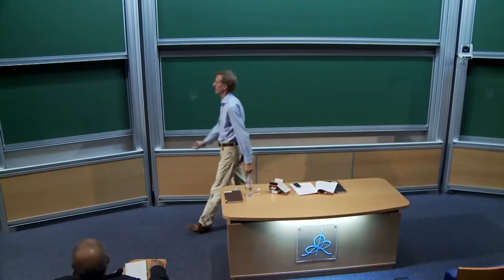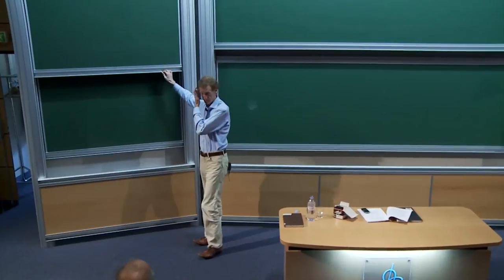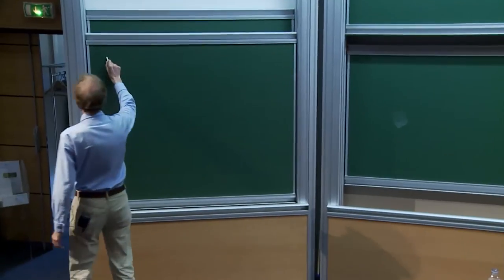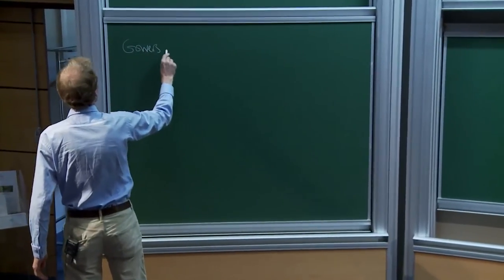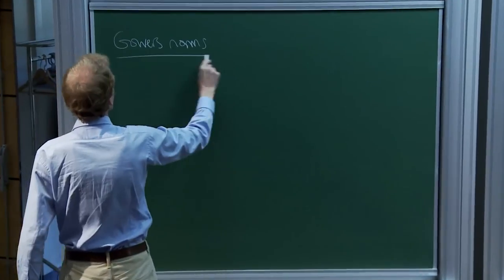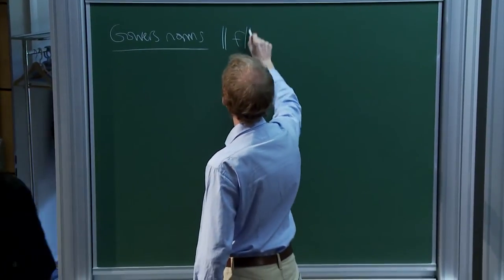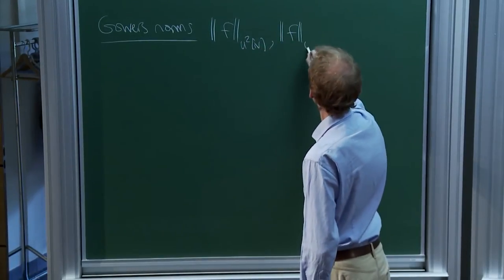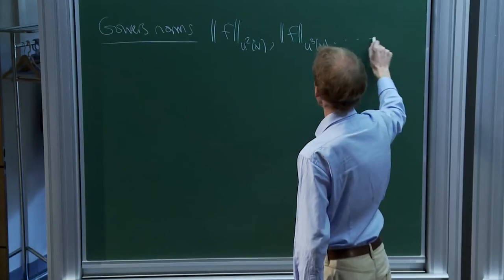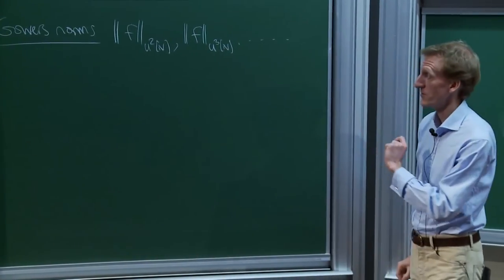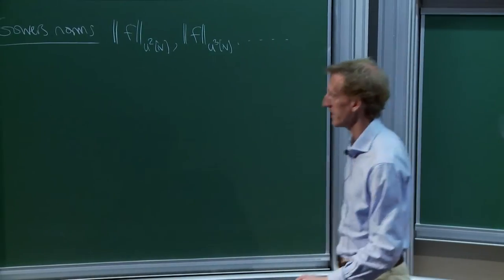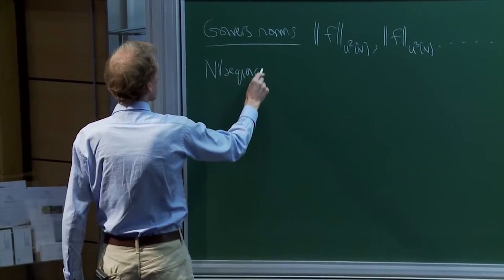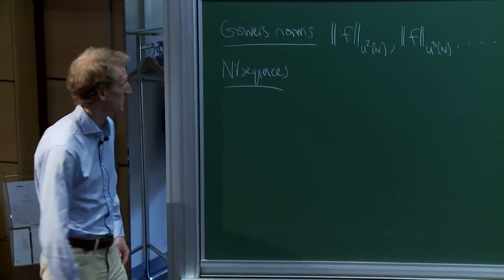I'll start by just recalling one or two points from last time. So last time I introduced the notions of Gowers norms. These are norms on functions. I'm going to go over exactly the definition of those again later. And I also talked about nilsequences, which are the main topic of these lectures, in fact.